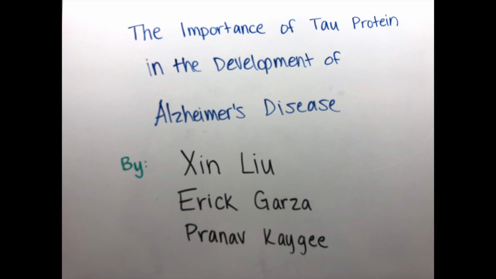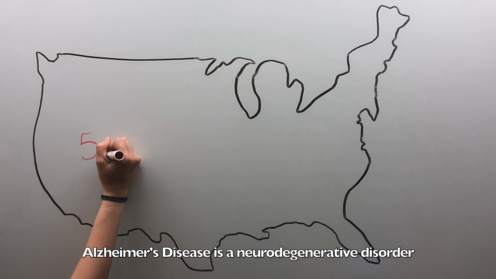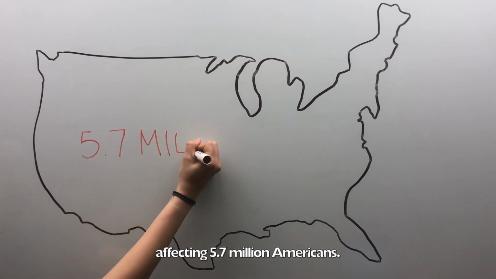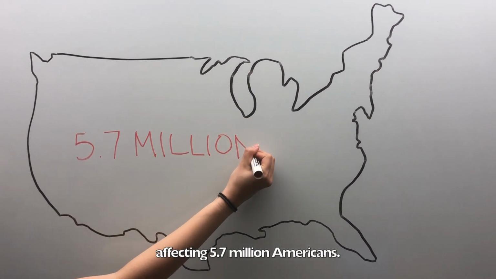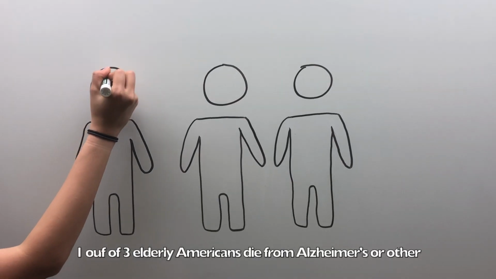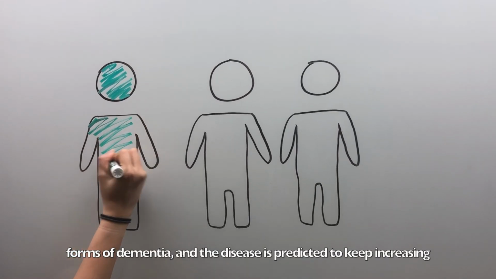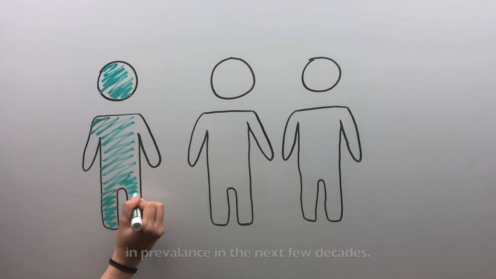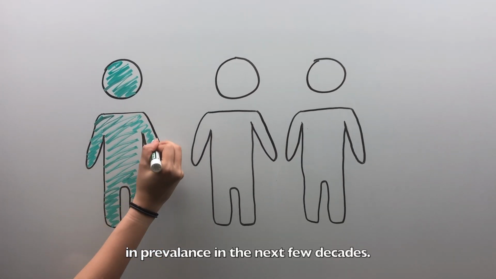The importance of tau protein in the development of Alzheimer's disease. Alzheimer's disease is a neurodegenerative disorder affecting 5.7 million Americans. 1 out of 3 elderly Americans die from Alzheimer's or other forms of dementia, and the disease is predicted to keep increasing in prevalence in the next few decades.